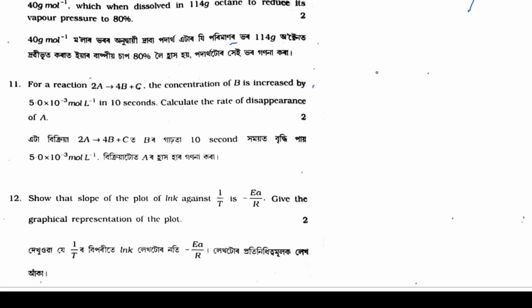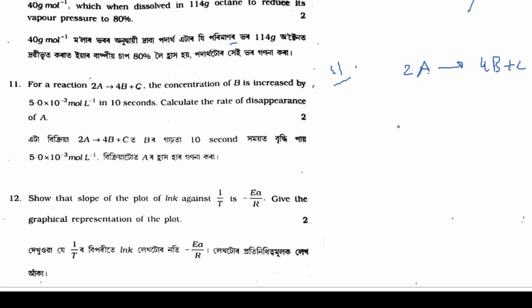Okay, fine. Question number 11 now. The reaction is given: 2A undergoes to 4B plus C. The concentration of B is increasing by this many moles per liter in 10 seconds. Calculate the rate of disappearance.